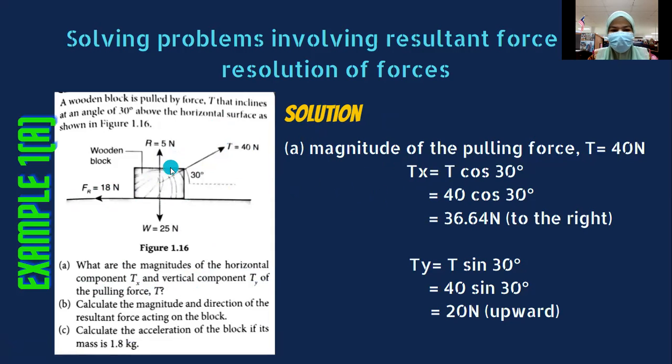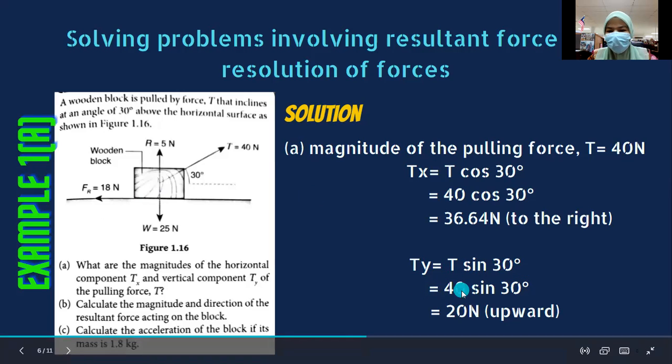Tx, how to find Tx? Tx is the horizontal component, using trigonometry, just like I said just now. Tx is T cos 30. Substitute 4T cos 30, which is equal to 36.64 to the right. Ty is T sin 30. Substitute 4T sin 30, which is equal to 20 Newton upward. Okay, next.